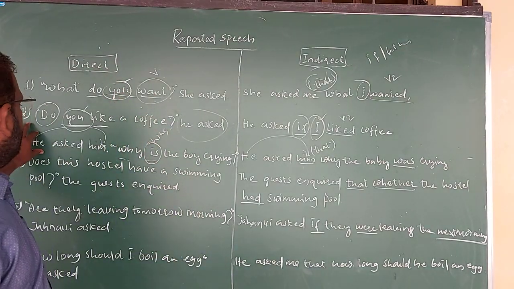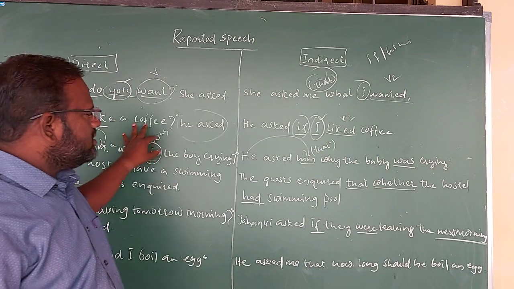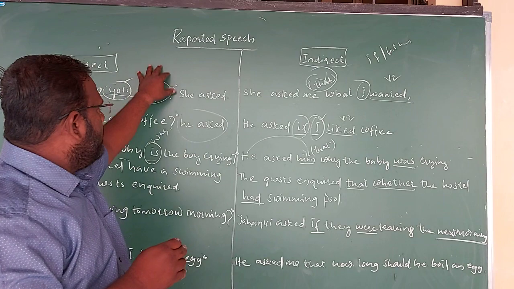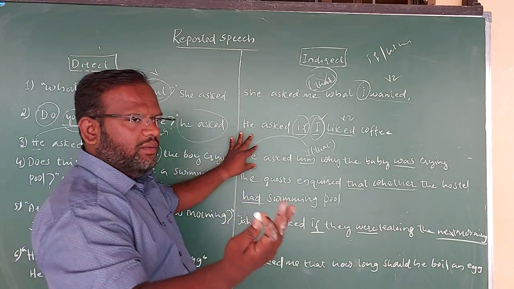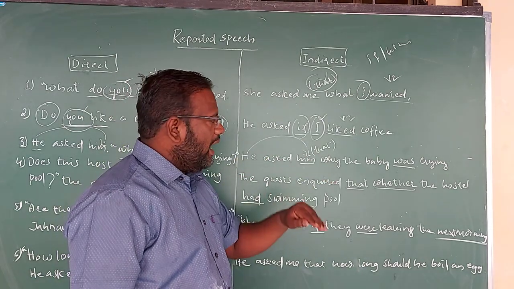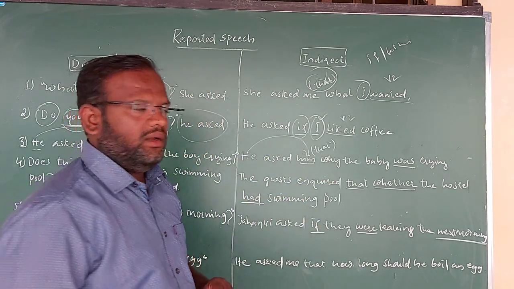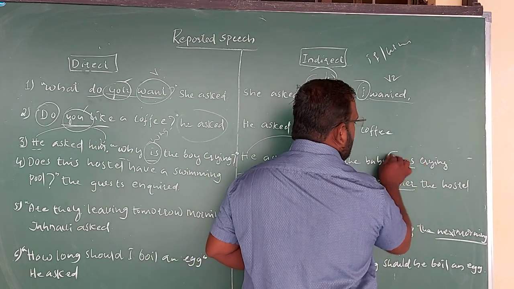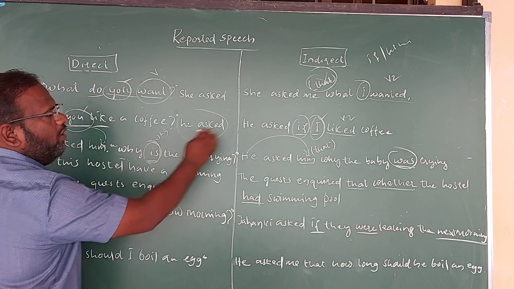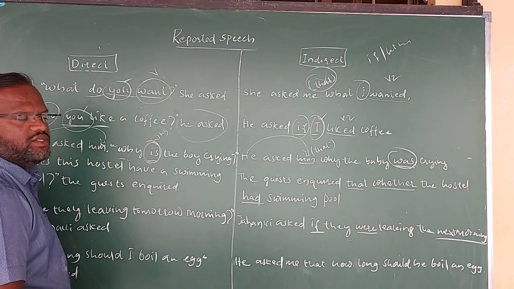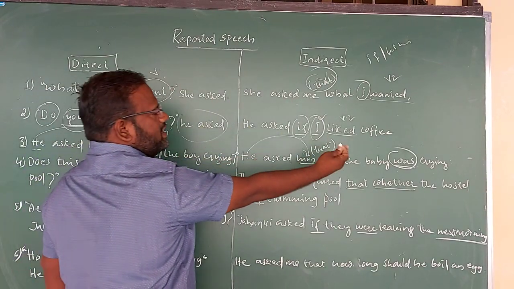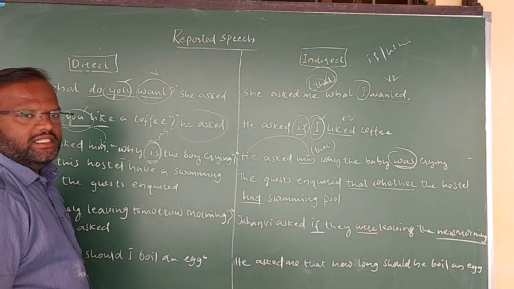So let's see. He asked him, why is the baby crying? It is in the direct speech of present continuous tense. We'll change it into indirect speech. He asked him why the baby was crying. See, is was there, so is we have changed into was in indirect speech. So present continuous tense in direct speech will become past continuous tense in indirect speech.